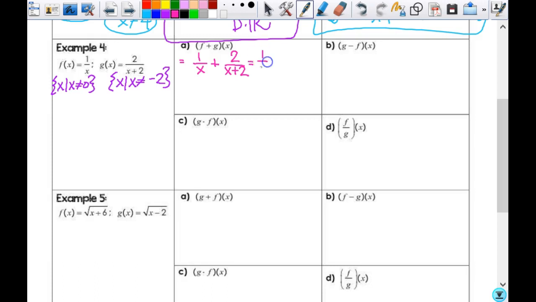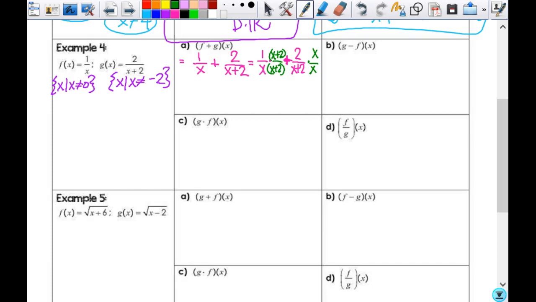I just want to make sure you all understand where it's coming from. I'm going to put 1 over x times x plus 2 over x plus 2, and that's plus 2 over x plus 2. And this one has to get multiplied by x over x. Okay? Does that make sense to you? Remember doing that?